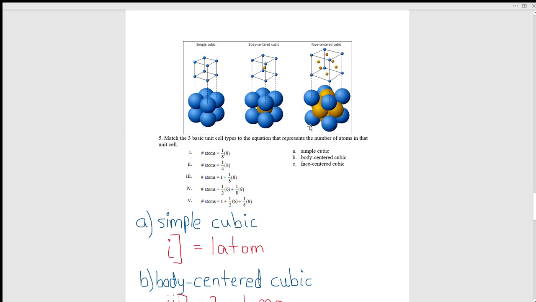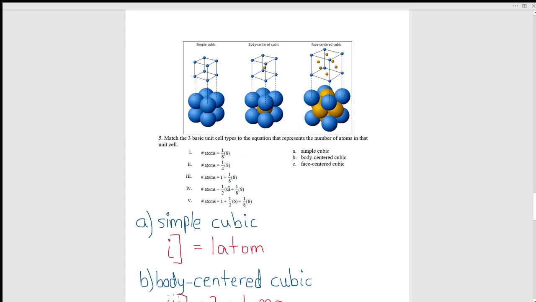And lastly is the face-centered cubic unit cell. That corresponds to 4 atoms total, which is represented by Roman numeral 4. So when we look at IV, the equation for the number of atoms is equal to 1/2 times 6 plus 1/8 times 8. When we look at the face-centered cubic unit cell, we can see that again, like before, we have 8 vertices, each representing 1/8 of an atom. So that's one atom right there.